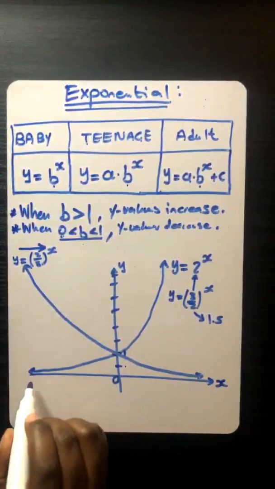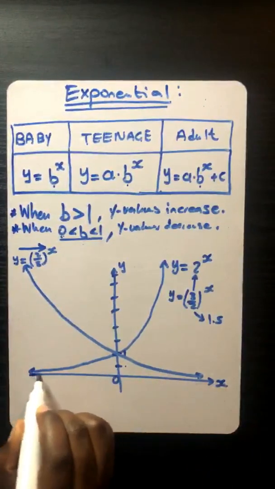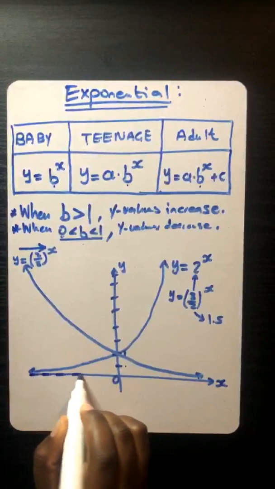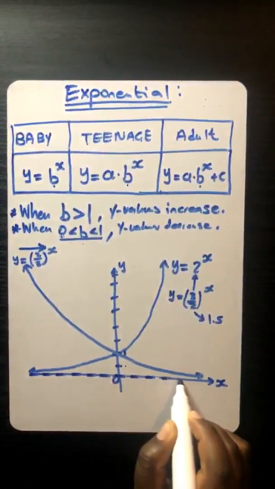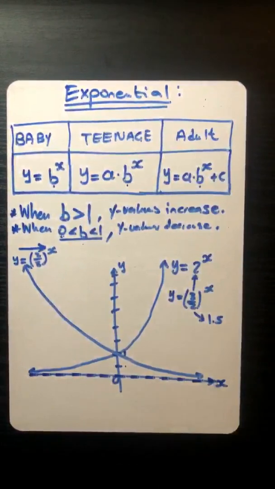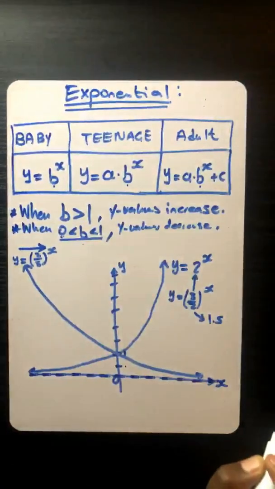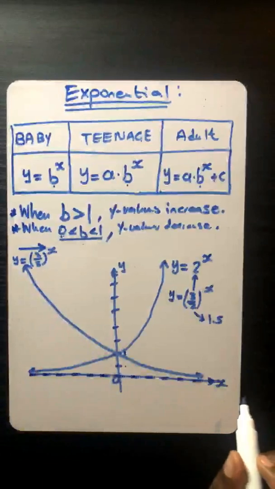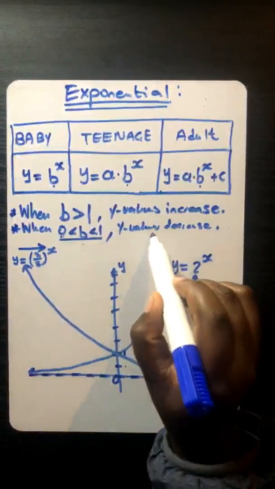Why? Because inside this x-axis, we've got what we call an asymptote, guys. You remember we spoke about asymptotes when we were doing a hyperbola, and I said on a hyperbola you've got 2 asymptotes. But when it comes to an exponential, you've got 1 asymptote. What is an asymptote? An asymptote is an asymptote, guys.